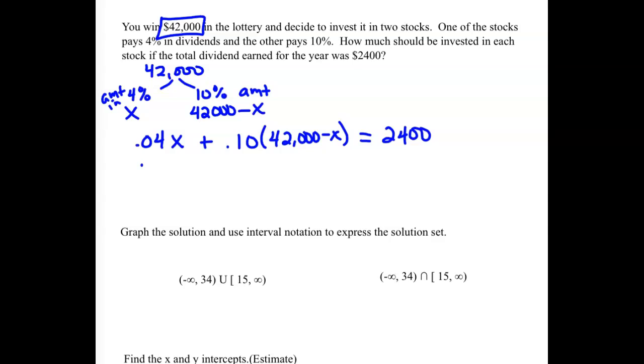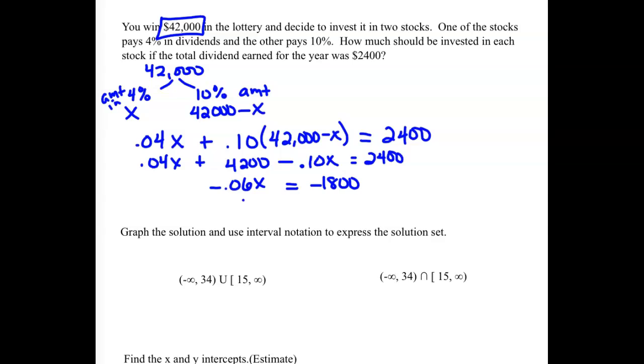All right, let's distribute to get rid of our parentheses. 10% of 42,000 would be 4,200 minus 10% of X. Combining like terms, we've got negative 0.06X. If we subtract the 4,200 to the other side, we end up with negative 1,800. And when we divide, we get X being 30,000.